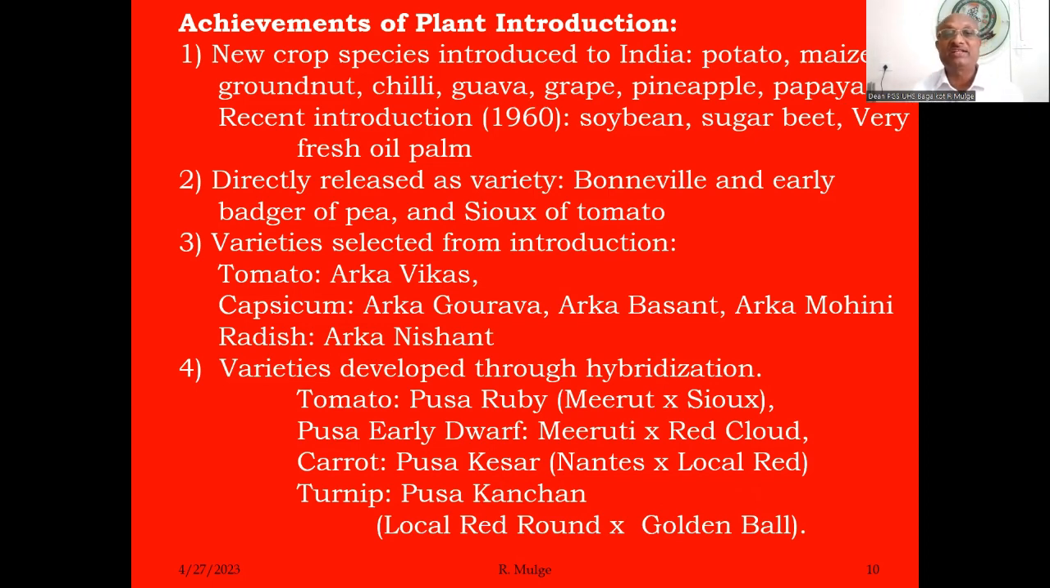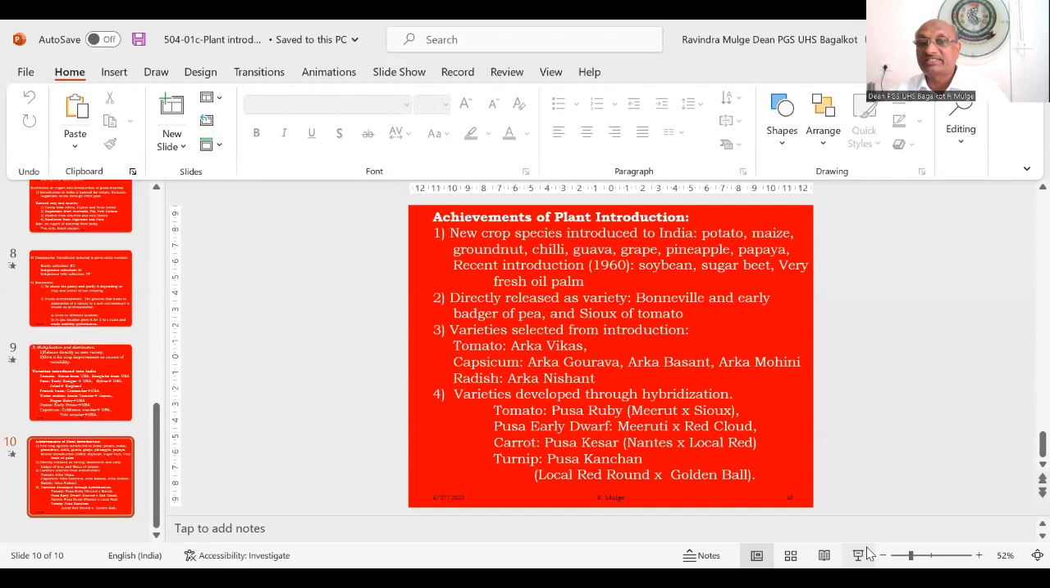Like varieties developed through hybridization. Tomato, Pusa Ruby, Meerut into Sioux. Then Pusa Early Dwarf, Meerut into Red Cloud. Red Cloud is an introduction, Sioux is an introduction. Carrot, Pusa Kesar, Nantes into local red, Nantes introduced. And turnip, you have Pusa Kanchan, local red round and Golden Ball. Golden Ball was the introduced one. So like that, you can have plenty of examples for introduction.